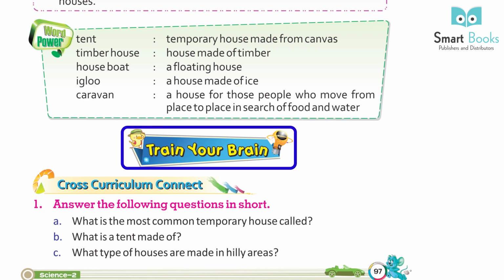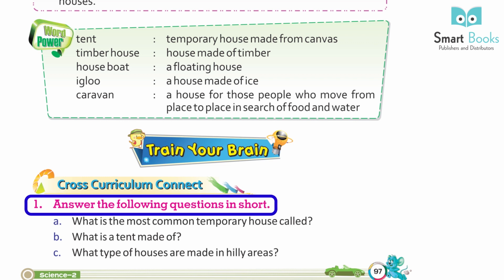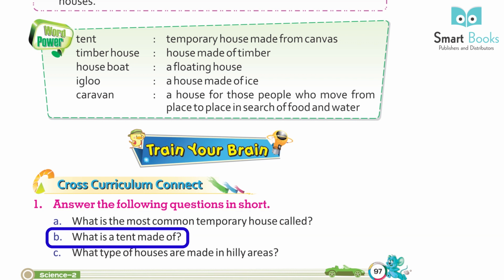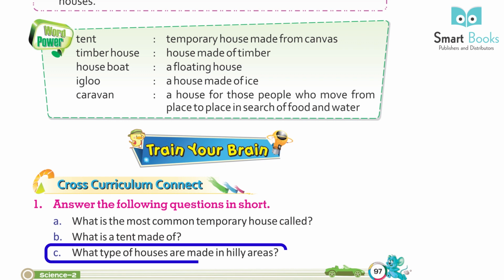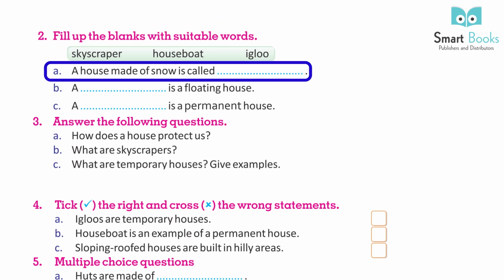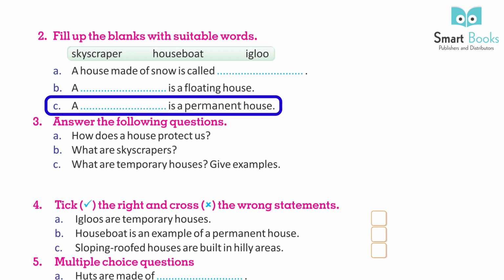Train your brain. Cross Curriculum Connect. 1. Answer the following questions in short. A. What is the most common temporary house called? B. What is a tent made of? C. What type of houses are made in hilly areas? 2. Fill up the blanks with suitable words. A. A house made of snow is called dash. B. A dash is a floating house. C. A dash is a permanent house.